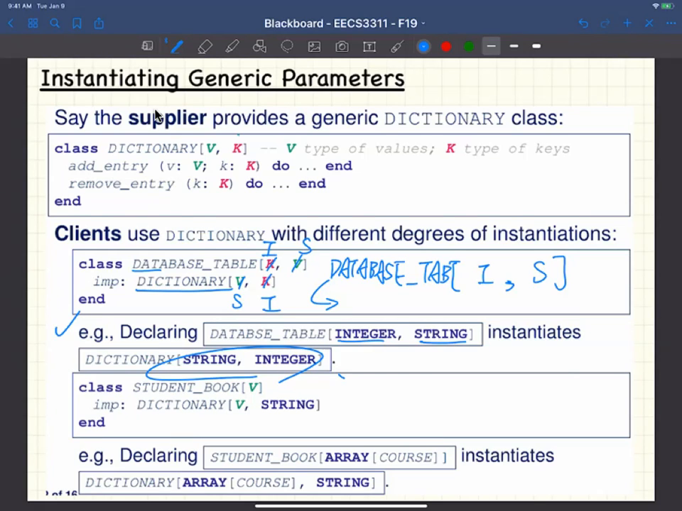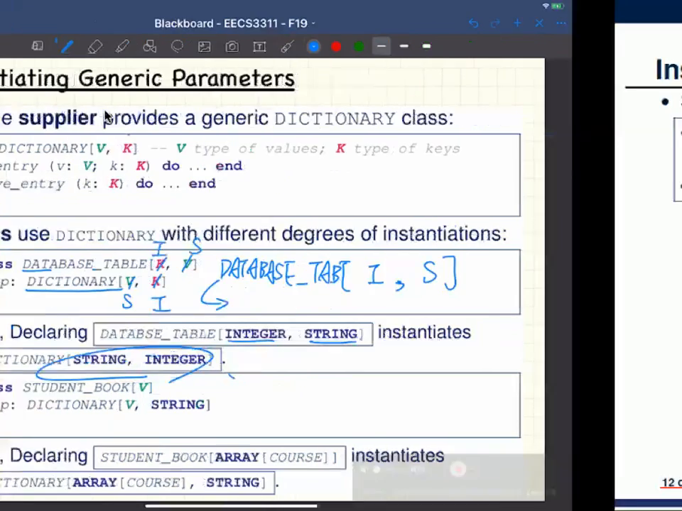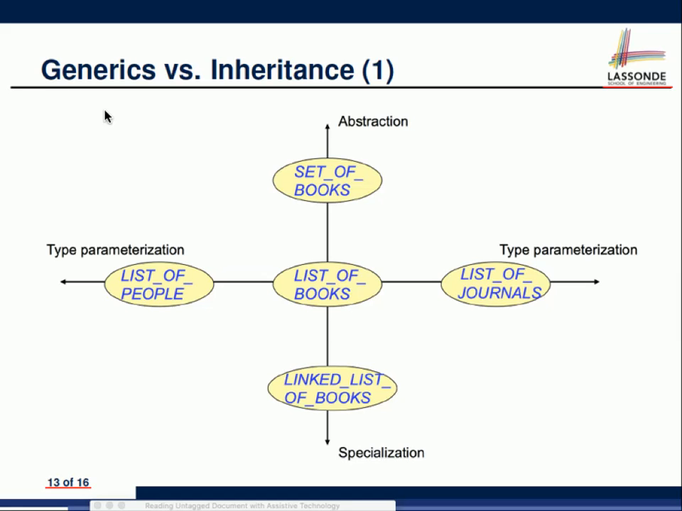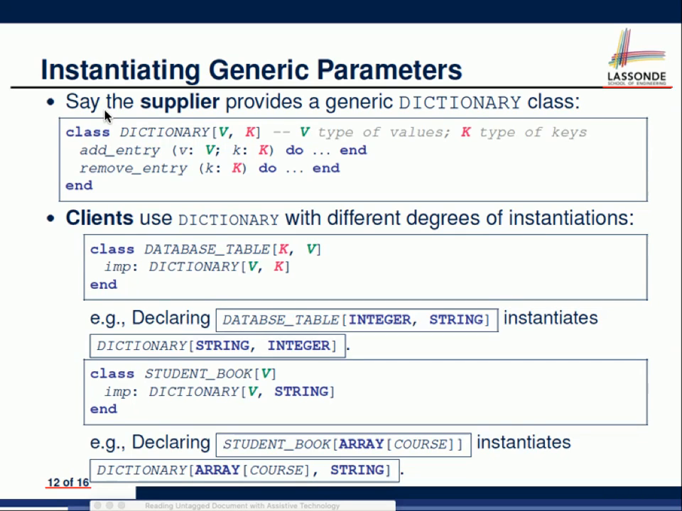Two more diagrams, and then we can go to design pattern. These are some diagrams to really illustrate what you have just learned. Let me ask you this, I won't let you peek. Can anybody try to tell me what's the difference between inheritance versus generics?